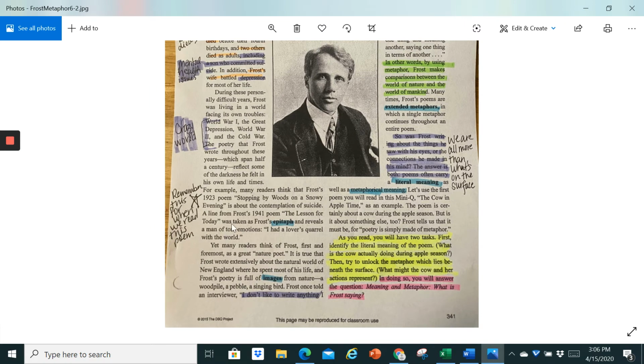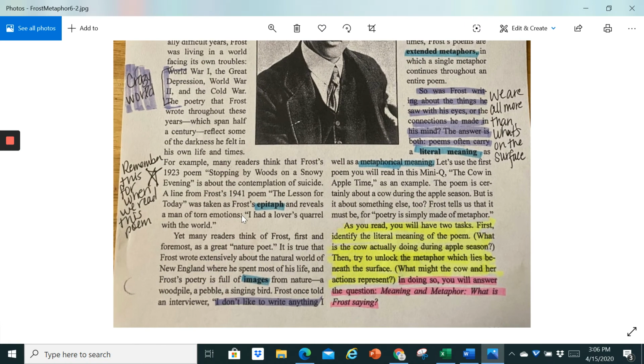If you're looking at context clues, you can look at the word epitaph when it talks about how some people think stopping by the woods on a snowy evening is him contemplating suicide. And we'll come back to that in another lesson when we actually read that particular poem. A line from another poem was taken as Frost's epitaph and reveals a man of torn emotions. I had a lover's quarrel with the world.